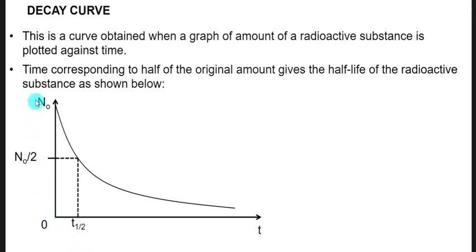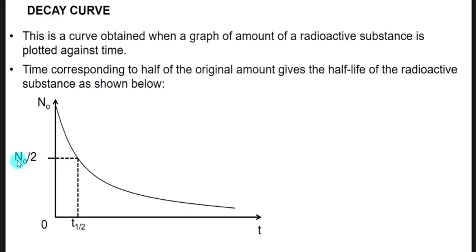That's why we are saying time corresponding to half of the original amount. Half of the original amount is this one. So when we go here, this is the time corresponding. So the time corresponding to half of the original amount gives the half-life of the radioactive substance as shown below. So this is what I was saying, you understand later.